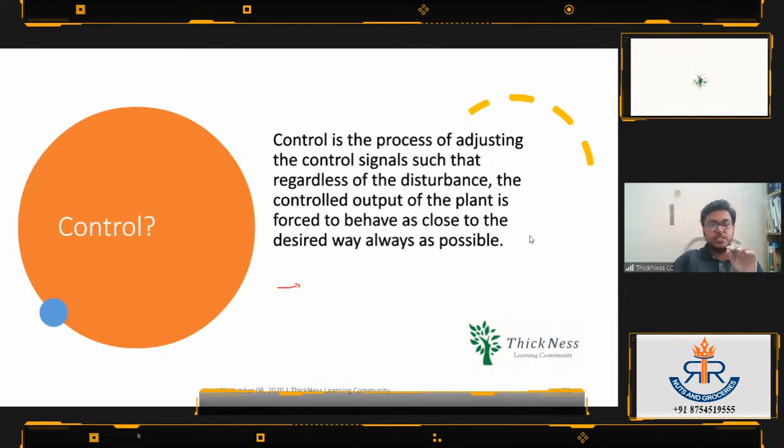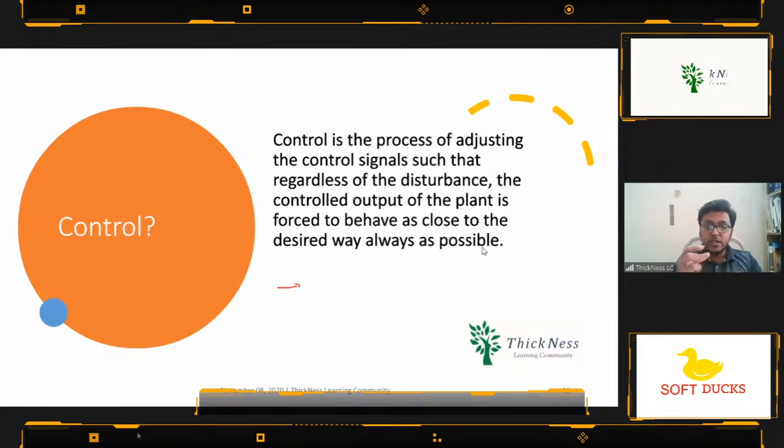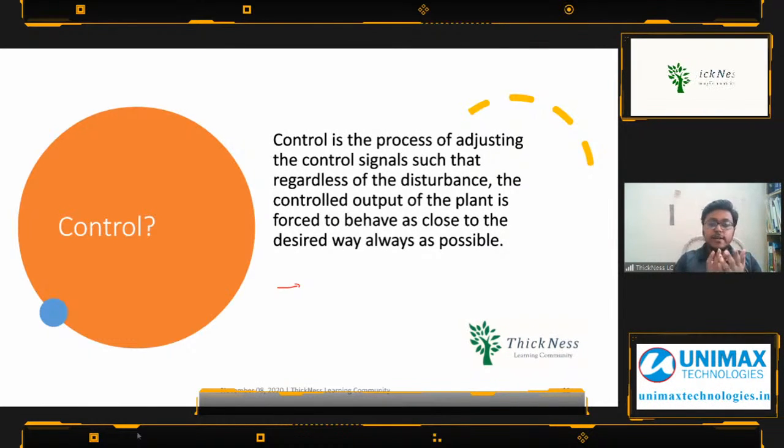Control is a process of adjusting the signal such that, regardless of the disturbance, the controlled output of the plant is forced to behave as close to the desired way as possible, always. Even if there is a disturbance, we'll take a different example, a car. If the car is going on a road, when there are disturbances, let us check. We'll have a speed constraint. We'll take a controller to control the speed.